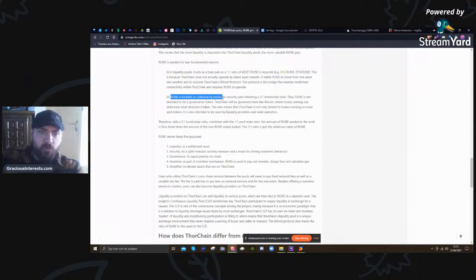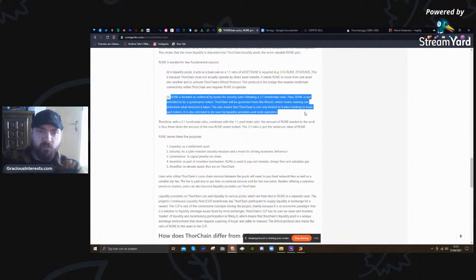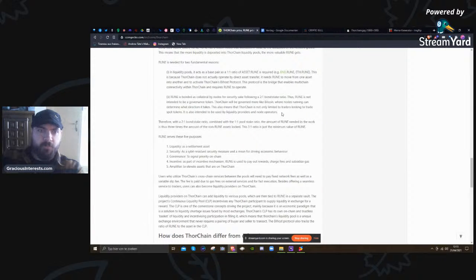Continue. RUNE is bound as collateral by nodes for security, following a 2-to-1 bond stake ratio. This RUNE is not intended to be a governance token. THORCHAIN will be governed more like Bitcoin, where nodes running can determine what direction it takes. This also means that THORCHAIN is not only limited to traders looking to trade spot tokens, but also intended to be used by liquidity providers and node operators.